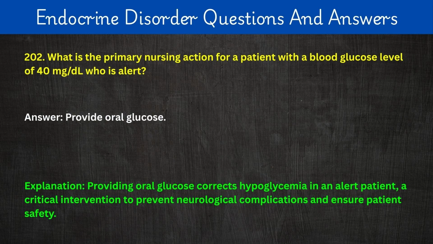202. What is the primary nursing action for a patient with a blood glucose level of 40 milligrams per deciliter who is alert? Answer: provide oral glucose. Explanation: providing oral glucose corrects hypoglycemia in an alert patient, a critical intervention to prevent neurological complications and ensure patient safety.